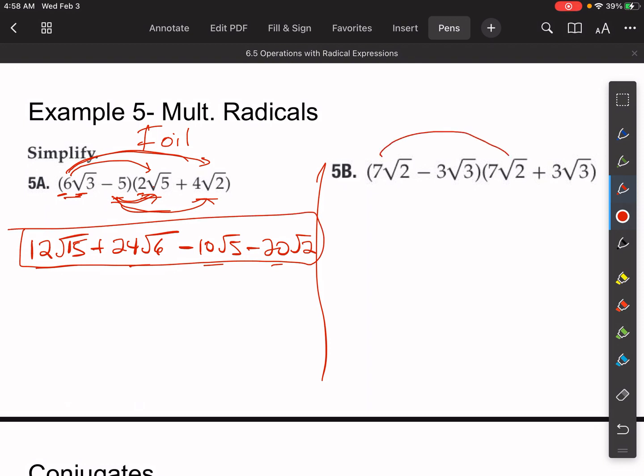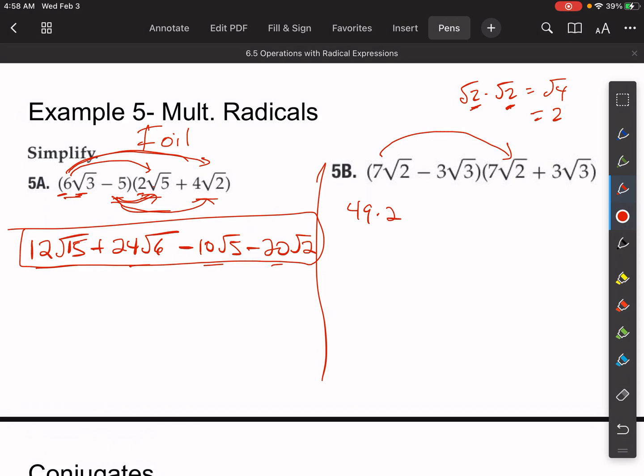This one's a little interesting. We have this one, 7 root 2 times 7 root 2. That's the same thing as 49 times 2, right? Because the square root of 2 times the square root of 2 is equal to the square root of 4, which equals 2. In fact, anytime you have the square root of something multiplied by itself, you get that same thing back, because that's what we're undoing with roots, right?